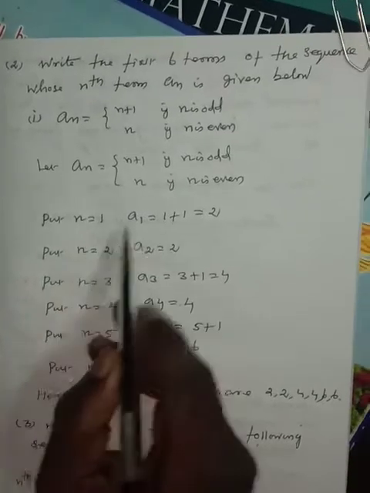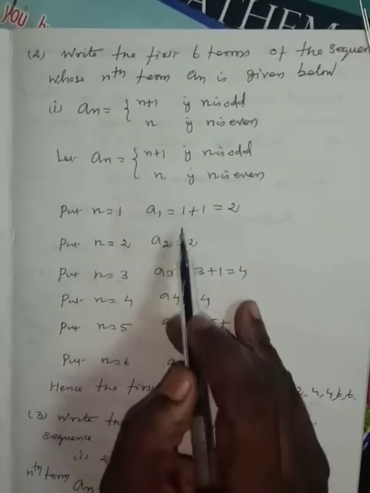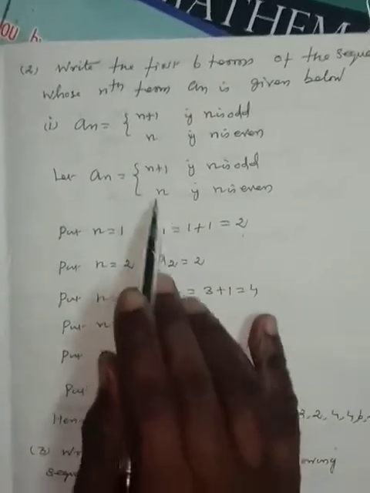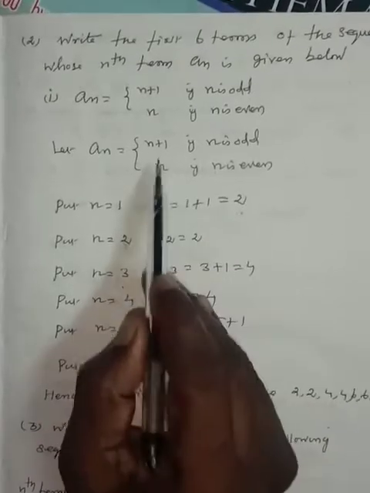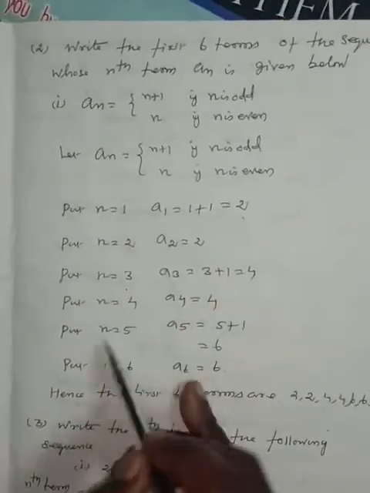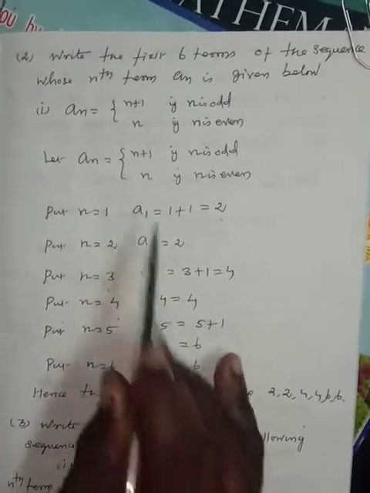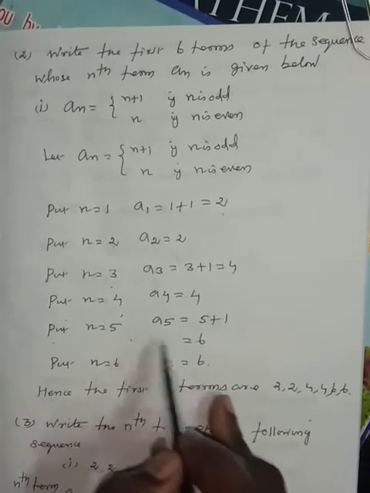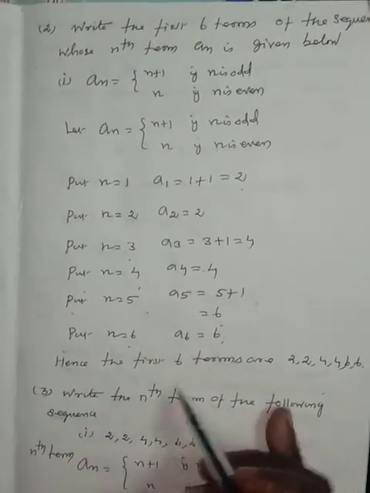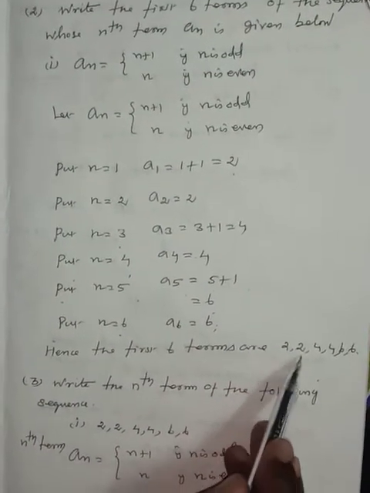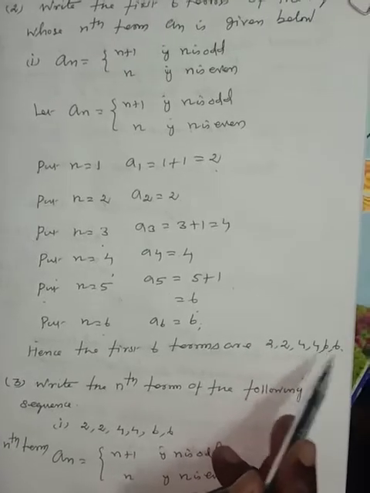Put n is equal to 1, take first: 1 plus 1 is equal to 2. Put n is equal to 2, second term, 2. Put n is equal to 3, 3 plus 1 is 4. Put n is equal to 4, 4. Put n is equal to 5, a5, 5 plus 1 is 6. Put n is equal to 6, even number, 6. Hence, the first 6 terms are 2, 2, 4, 4, 6, 6.